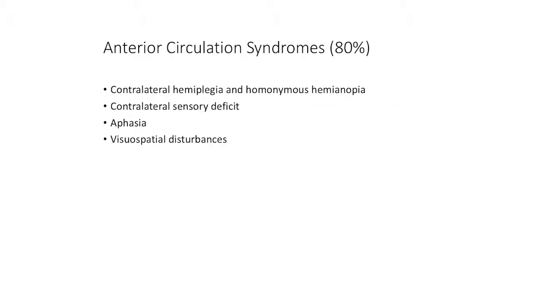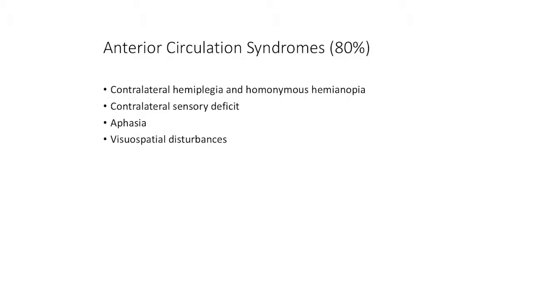So anterior circulation syndrome, like we've said, 80% of the strokes will be in the anterior circulation. They present with contralateral hemiplegia and homonymous hemianopia, with contralateral sensory deficit, aphasia, and visual spatial disturbances, which we've seen in that case. Anterior circulation involves the MCA and the ACA. Posterior circulation is PCA.